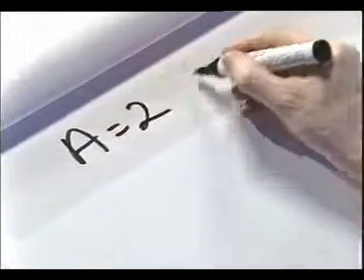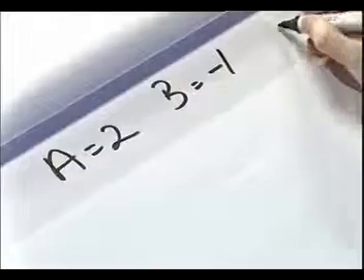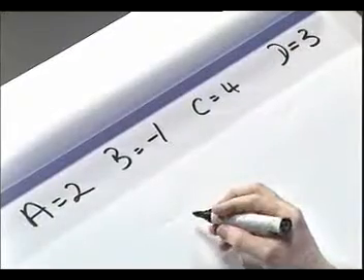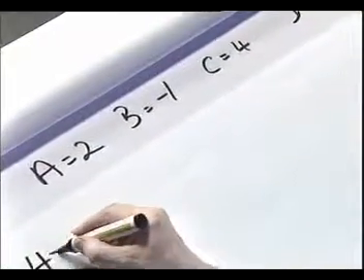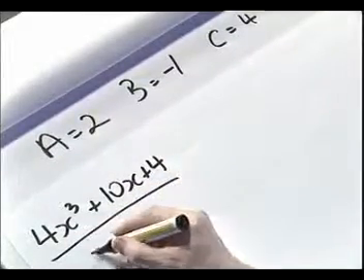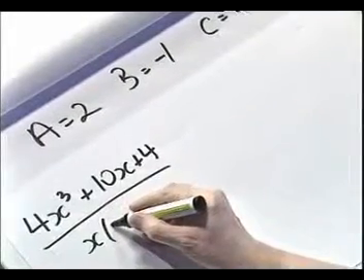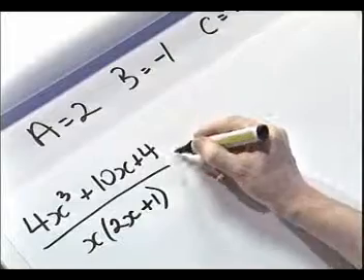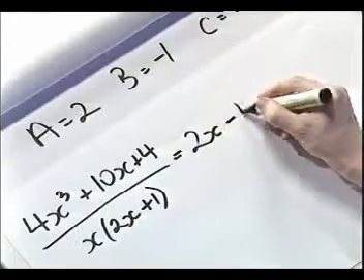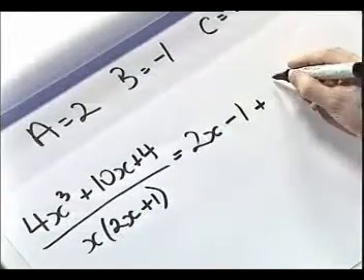I'll just write those values in again. A equals 2, B equals minus 1, C equals 4, D equals 3. So if we take our original expression, (4x cubed plus 10x plus 4) over x(2x plus 1), this is equal to ax plus b, so 2x minus 1, plus c over x, so that's 4 over x, plus d over (2x plus 1), which is 3 over (2x plus 1).